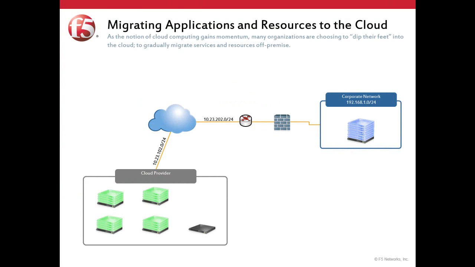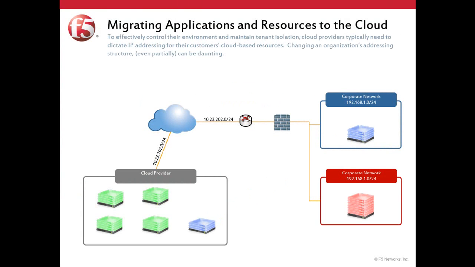As cloud computing gains momentum, many organizations are choosing to dip their feet into the cloud to gradually migrate services and resources off-premise. To effectively control their environment, cloud providers typically need to dictate IP addressing for their customers' cloud-based resources. Changing an organization's address structure, even partially, can be daunting.